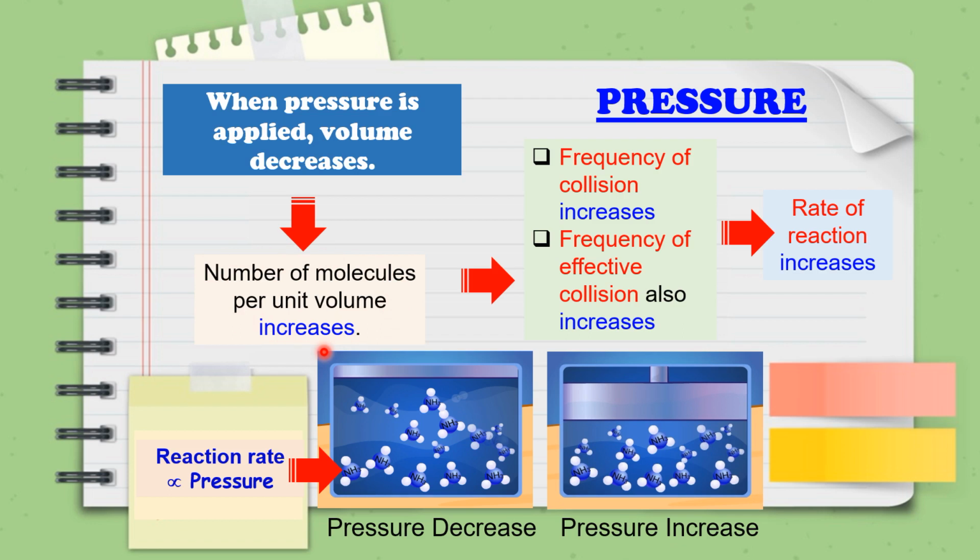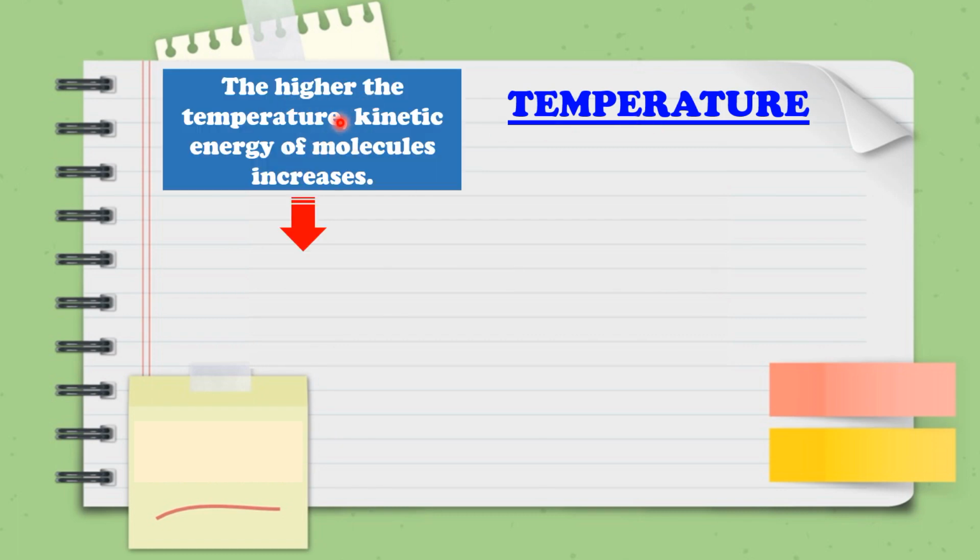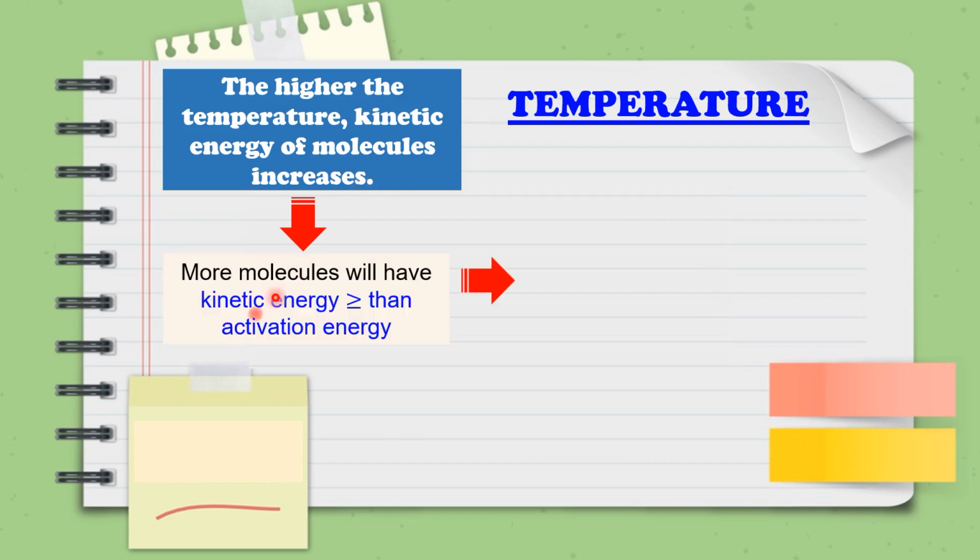Alright, we move to factor number 3, that is temperature. The higher the temperature, the kinetic energy of molecules increases. This is because the molecules absorb the energy. So more molecules will have kinetic energy greater than or equal to the activation energy. The activation energy is the minimum energy required to start the reaction.